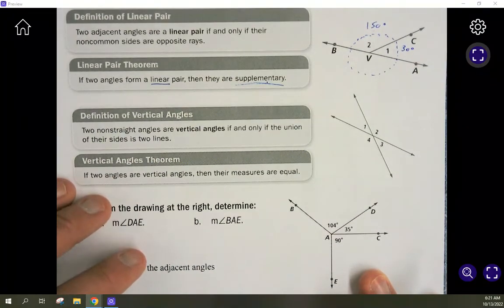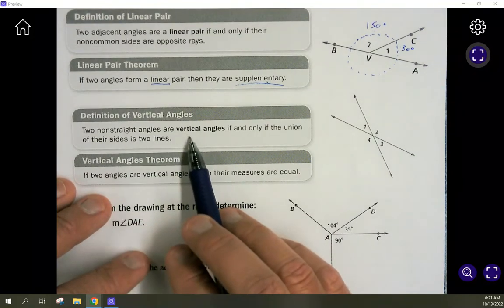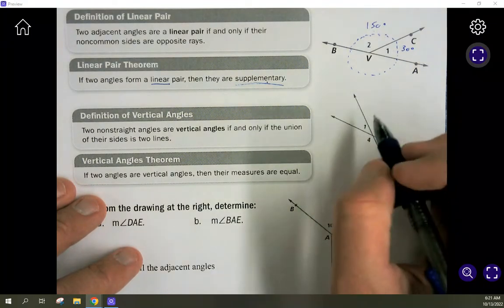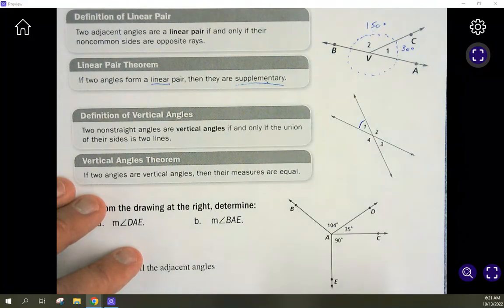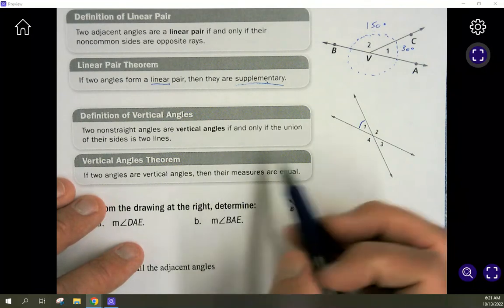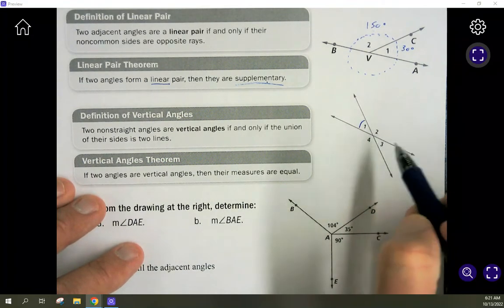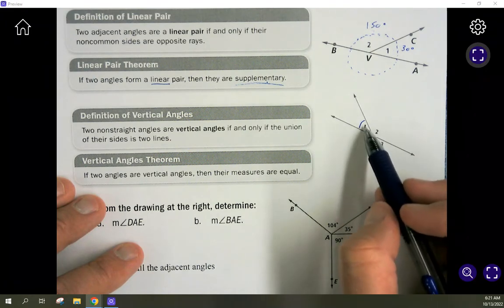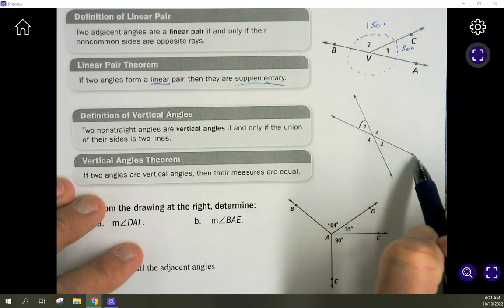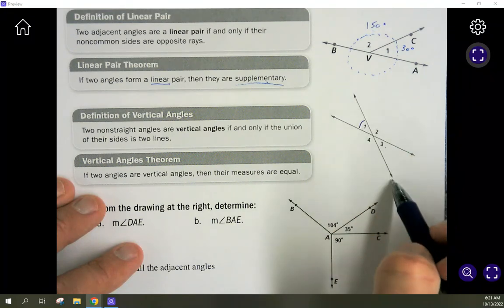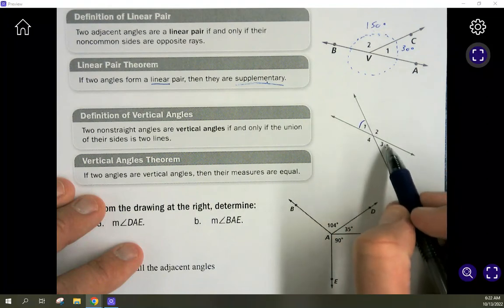Okay, vertical angles, some more special angles. Two non-straight angles are vertical angles if and only if the union of their two sides is two lines. So let's start with angle 1. We got to find the vertical angle based on the definition. The union of the two sides. So here's the side of angle 1, and that line continues out this way. That's part of angle 4 and angle 3. And then this other side that creates angle 1 is also part of the line that creates angle 3. And so angle 3 and angle 1 are using the same exact lines to create their sides.